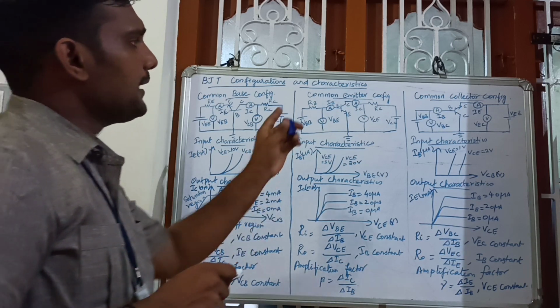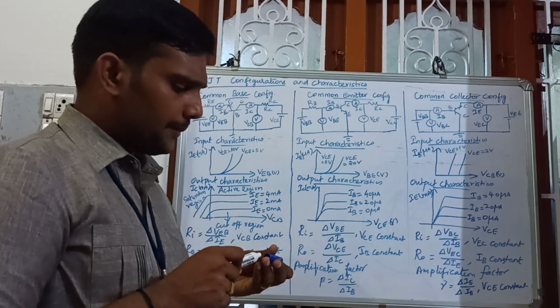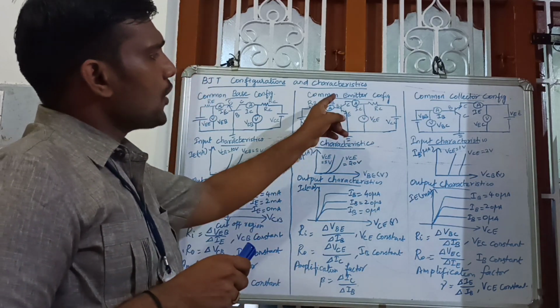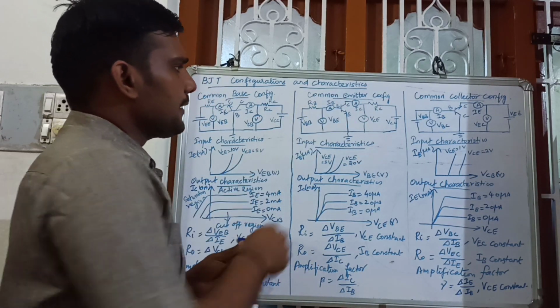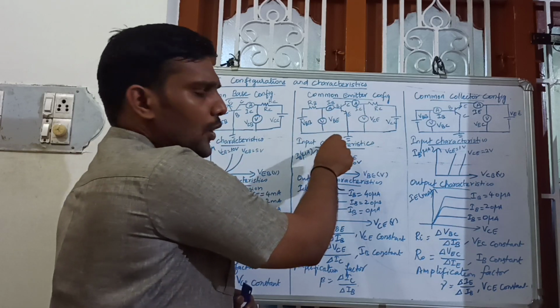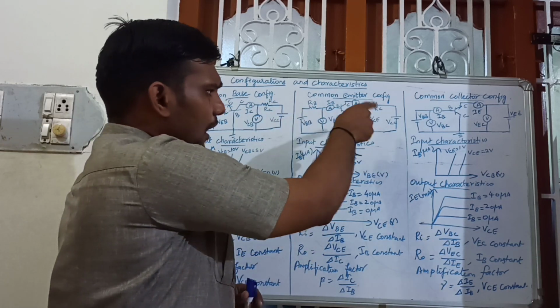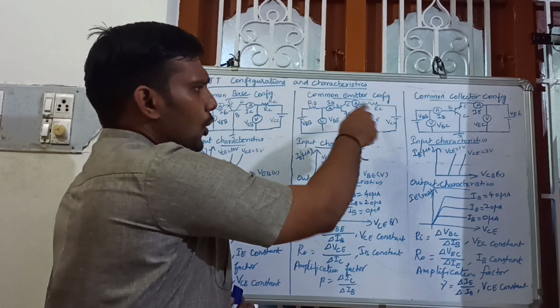Next one is common emitter configuration. From the name itself we can say which is common. The emitter terminal is common. See here, this is the emitter terminal which is grounded, which is common for input and output. This is the input side, this is the output side.